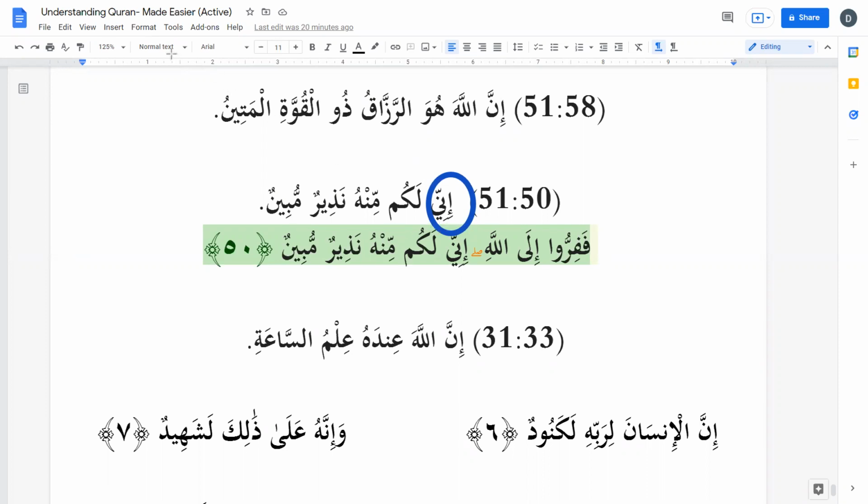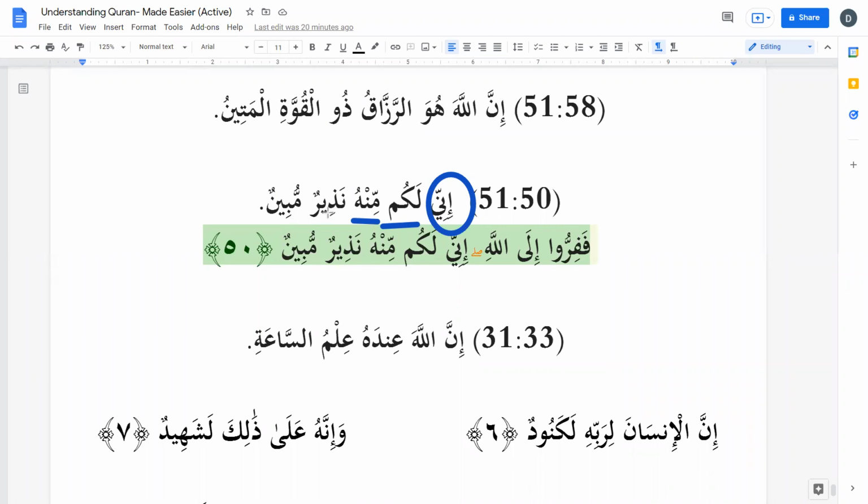And then we have lakum: la is harf of jar, and kum. We know the harf of jar is li, but when it comes with an attached pronoun, then it becomes la. Lakum is a harf of jar fragment. Inni lakum. Minhu is again another harf of jar fragment, and then nadhirun mubin.